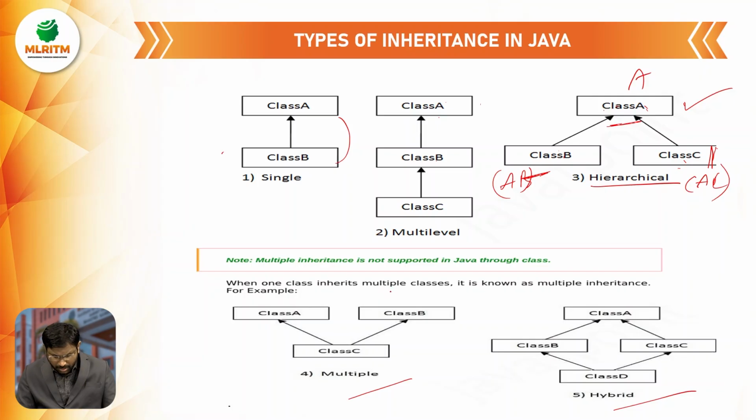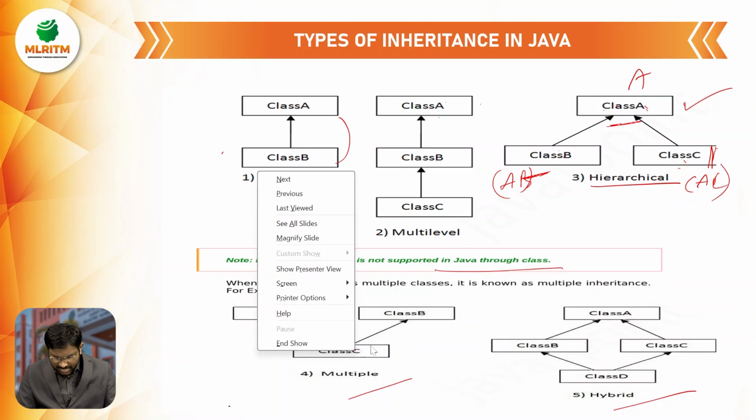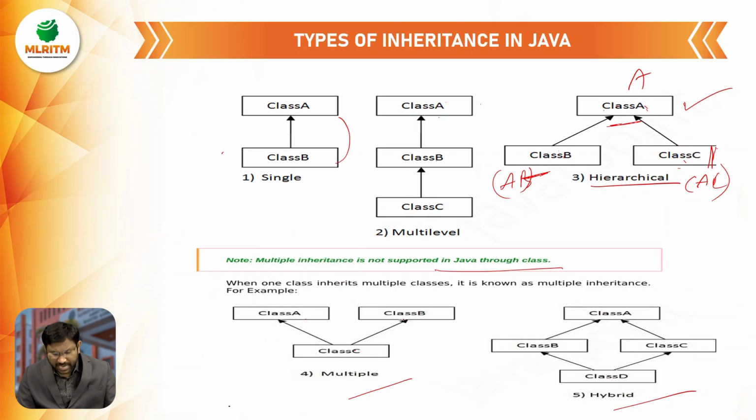Next type, multiple inheritance. Multiple inheritance is not supported in Java through classes, but it is supported in Java with the help of interfaces. Here, class A is a parent class, class B is also a parent class, and class C is the child class. Class C can acquire the properties of class A and class B.